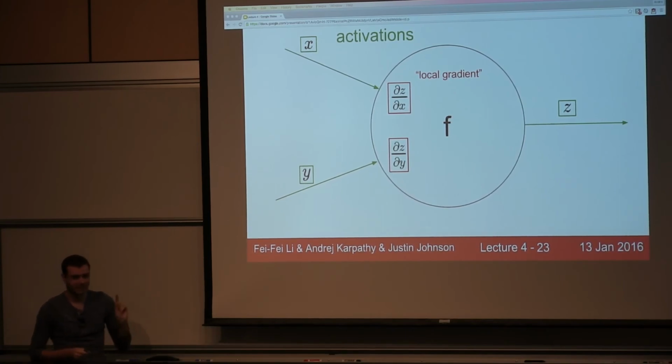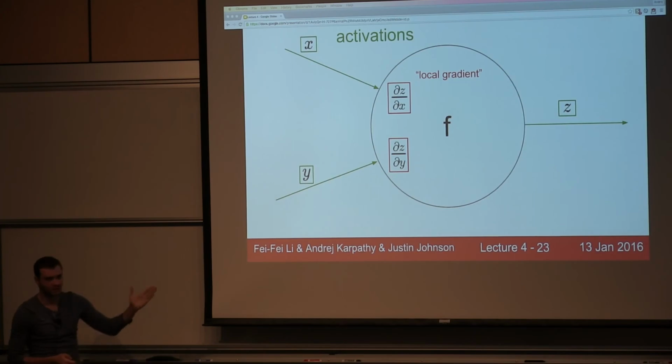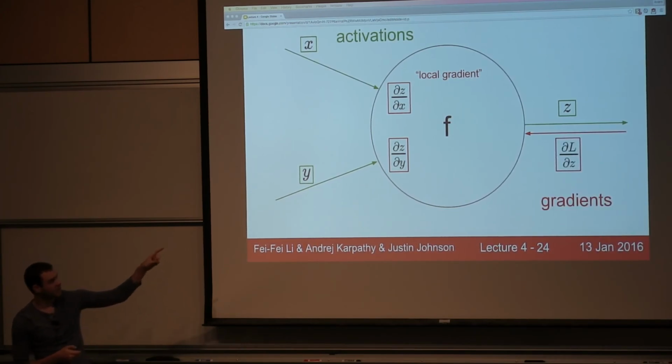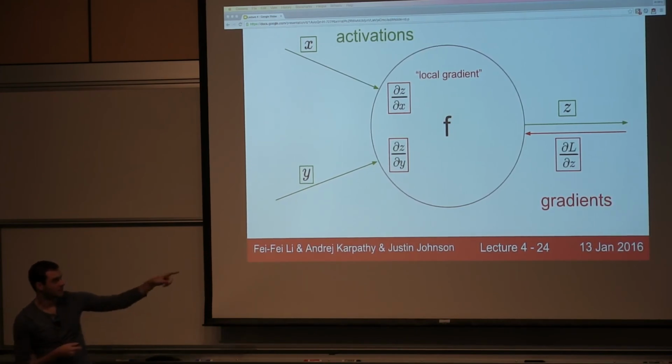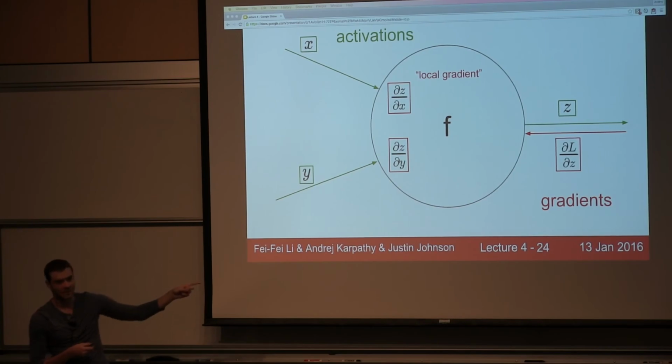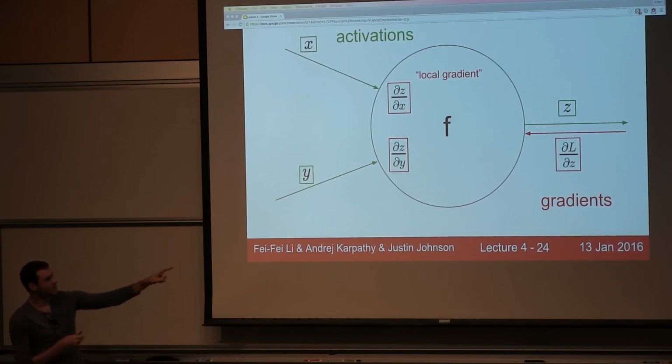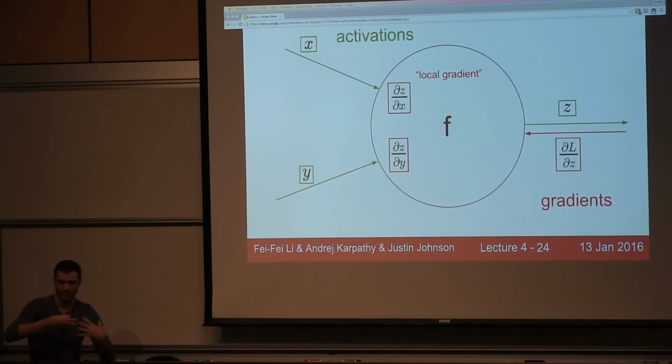Okay? But then what happens near the end, so the loss gets computed, and now we're going backwards. I'll eventually learn about what is my influence on the final output of the circuit, the loss. So I'll learn what is dL/dz. The gradient will flow into me. And what I have to do is chain that gradient through this recursive case. So I have to make sure to chain the gradient through the operation that I performed.